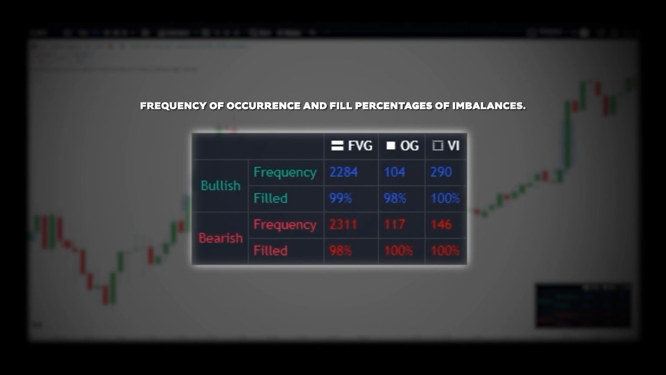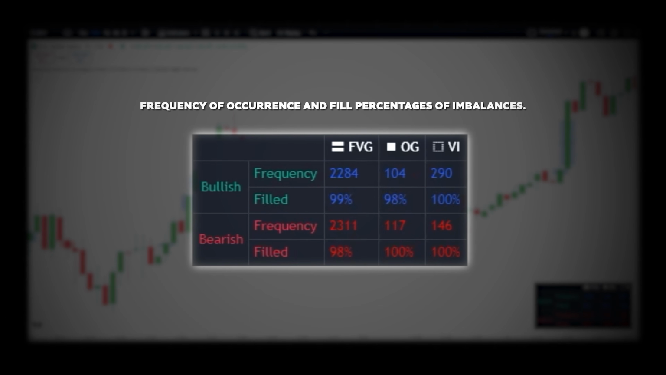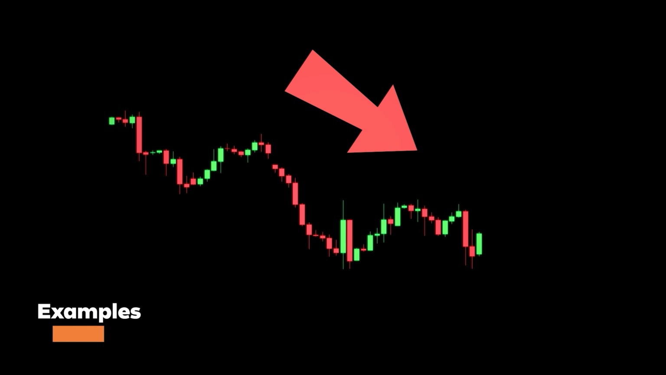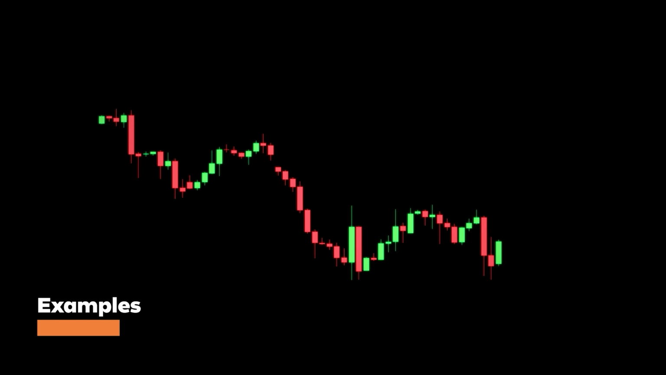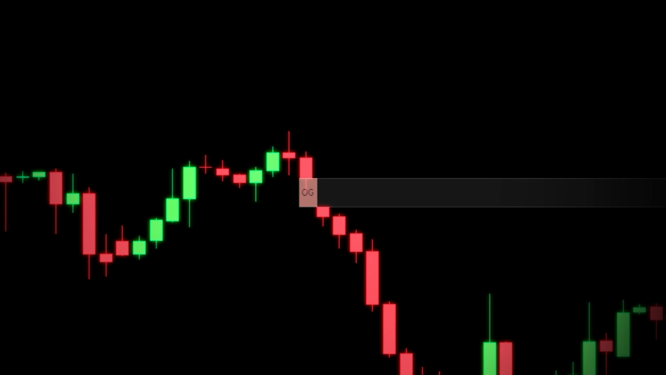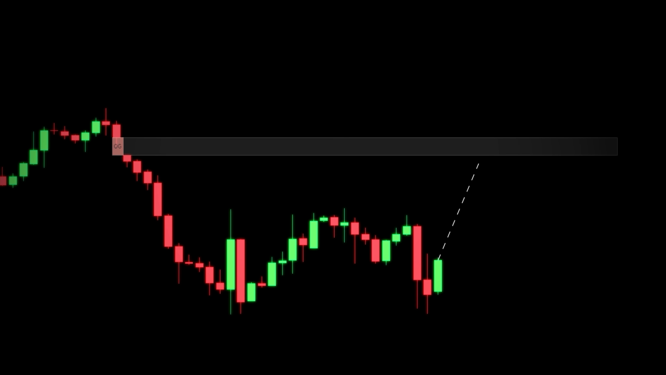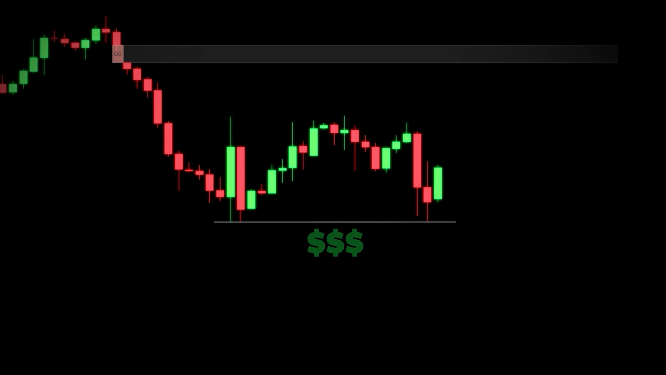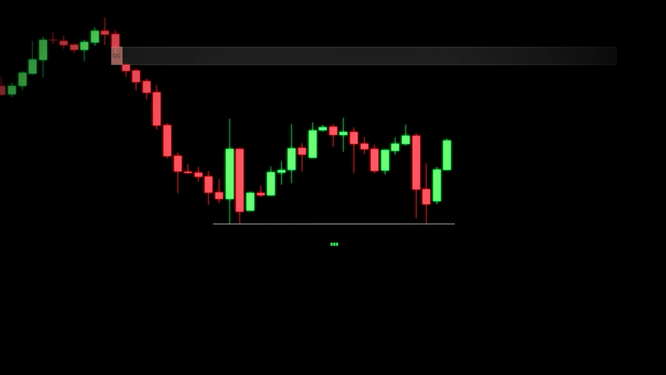But just being aware of these imbalances isn't enough. You need to know how to trade them in real time. So let's go over how that might look. In this example, we can see a downtrending market. You might also notice this gap right here. This is our opening gap. One way we could look to trade this is by waiting for price to fill in the gap before entering a short position. Looking here, we made equal lows, which the market could look to target later.